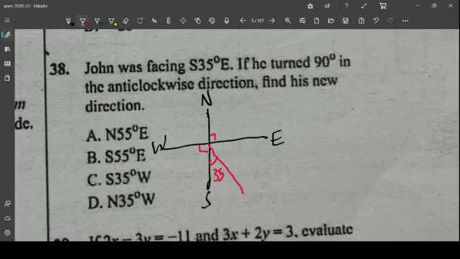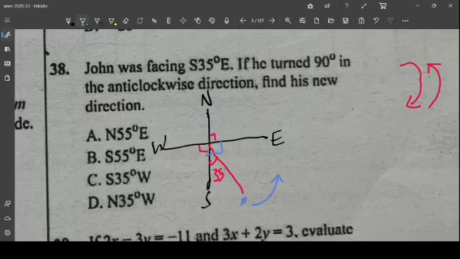Now, the question tells us that he turns 90 degrees in the anti-clockwise direction. What is clockwise? Clockwise is the way the hands of a clock move, and it's in this direction. But anti-clockwise is the opposite, so going backwards. So from this very point where John is right now, he moved in this direction, all right? And he moved 90 degrees. So all we need to do is to count 90 degrees in this direction, and we will know where he is now.